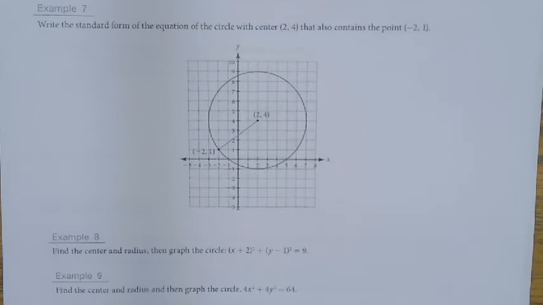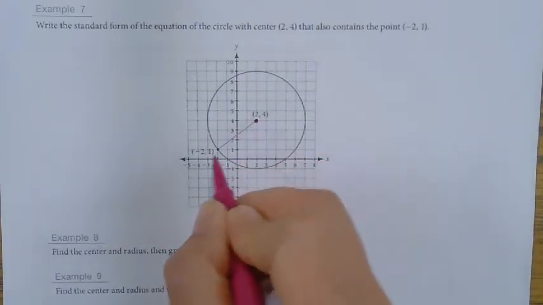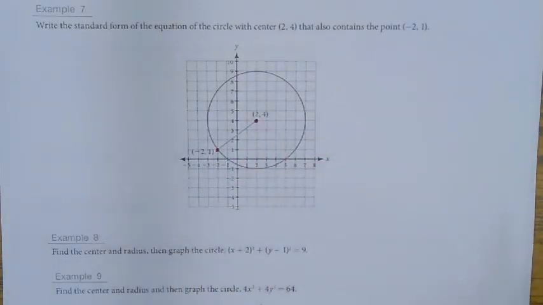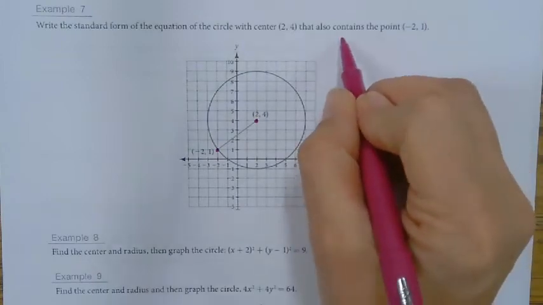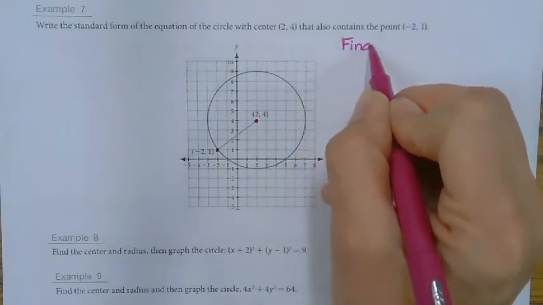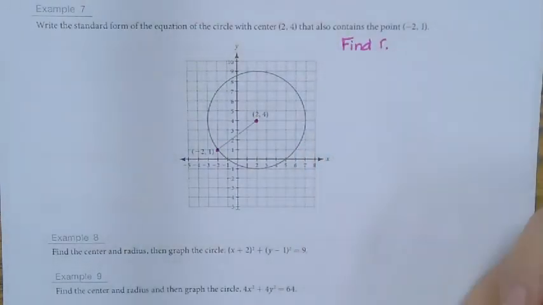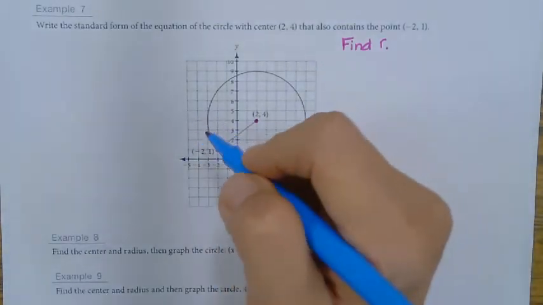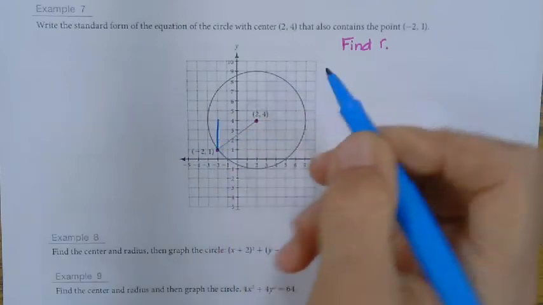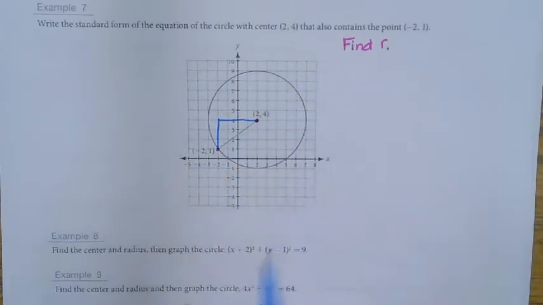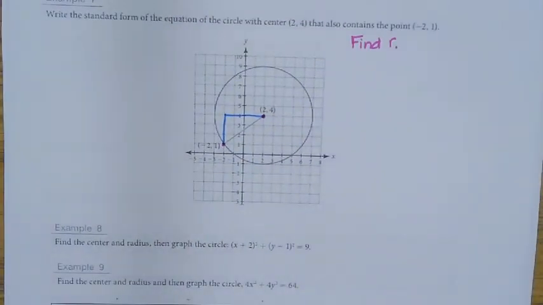Okay, now let's look at this from a little different perspective. Now we're given the center, and we're given a point on the line. We don't have the radius. So the first thing we have to do is find that radius. We have some choices. We can use the Pythagorean theorem, or we can use the distance formula. I think I'm going to use the Pythagorean theorem because it's right here. It's already on a graph.